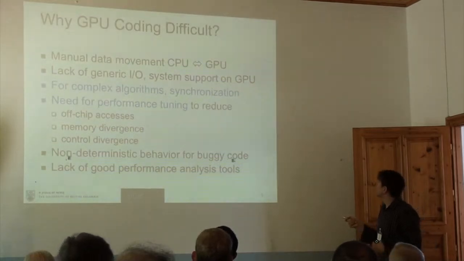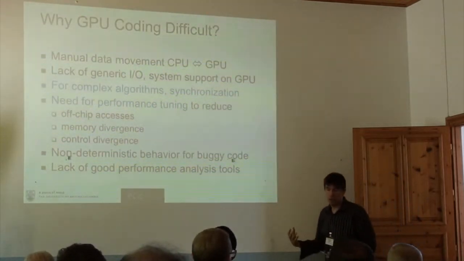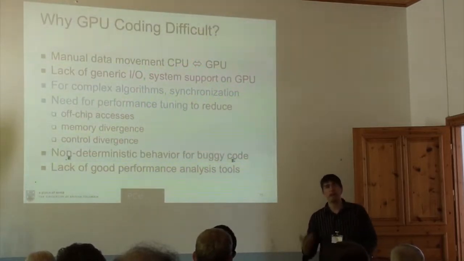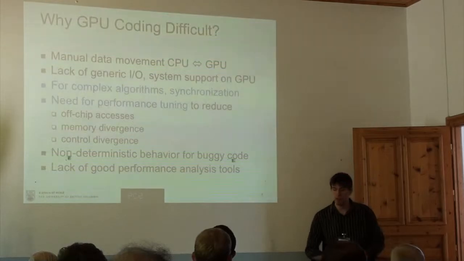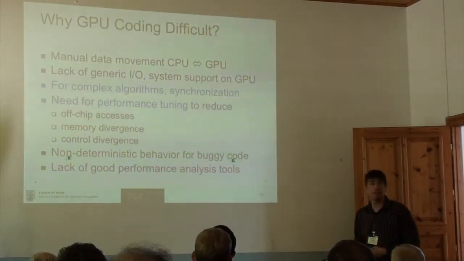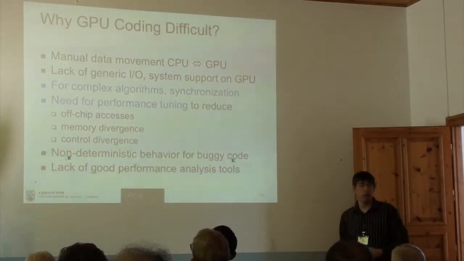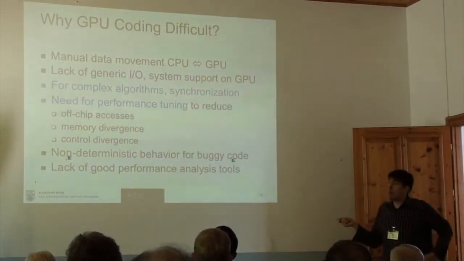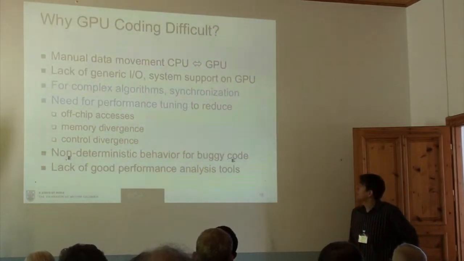There's also a lack of generic I/O system support on these accelerators. So if you want to do a file system or network I/O, well, now I have to go back to the CPU to do that because the accelerator doesn't know how to do those things. There's been research on how to evolve the programming model to support that from the accelerator, and that's another example. One of the things I'm going to talk about here is, for complex algorithms, how do you do synchronization? I'll get into that a little bit more later.